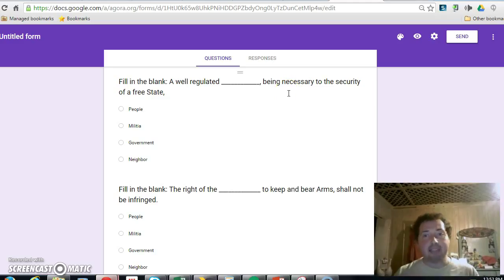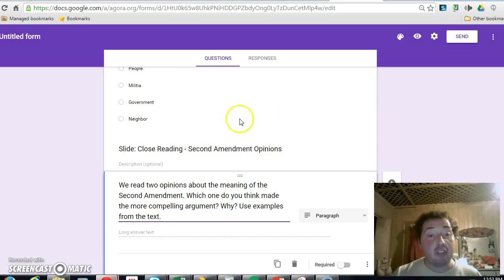Well-regulated blank being necessary for the security of the free state. Okay, identify that. Are you paying attention? Are you with us? And then a fill in the blank: the right of the blank to keep and bear arms shall not be infringed. So again, but then I could have like close reading.